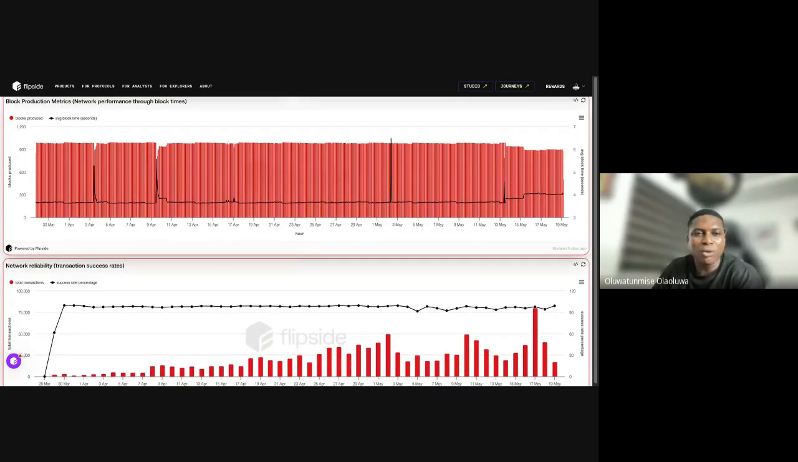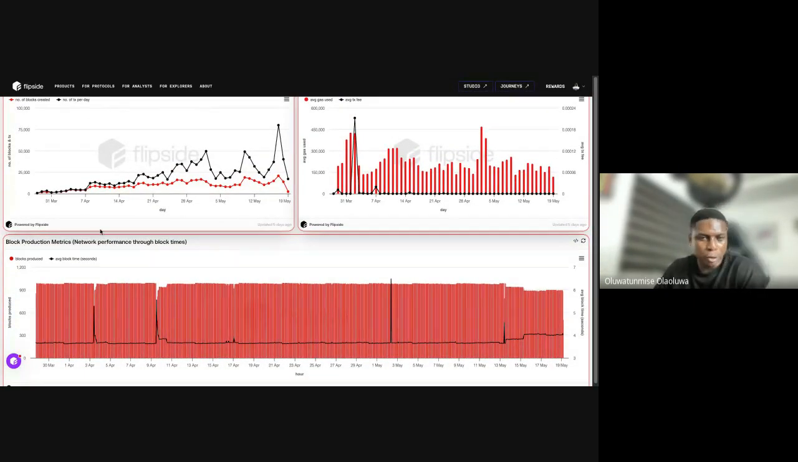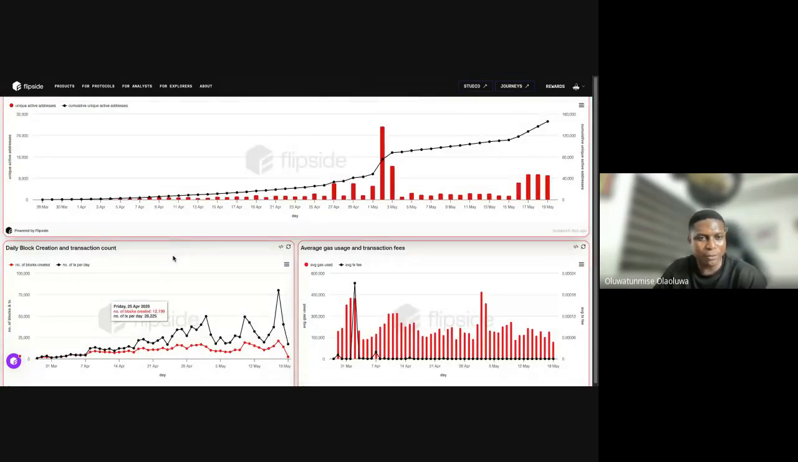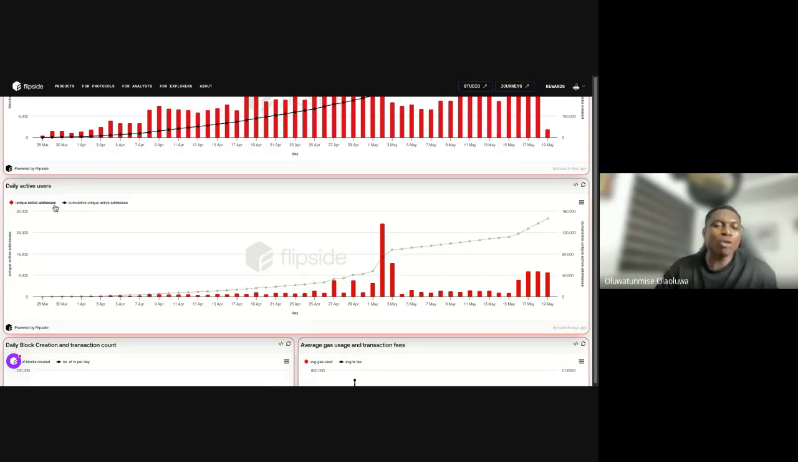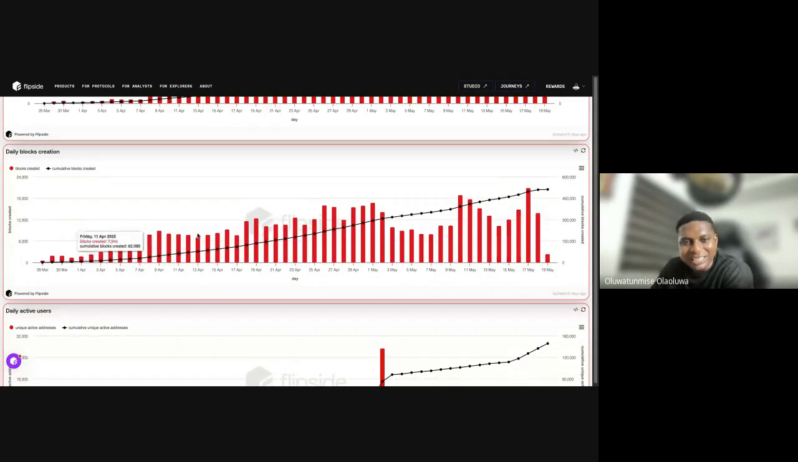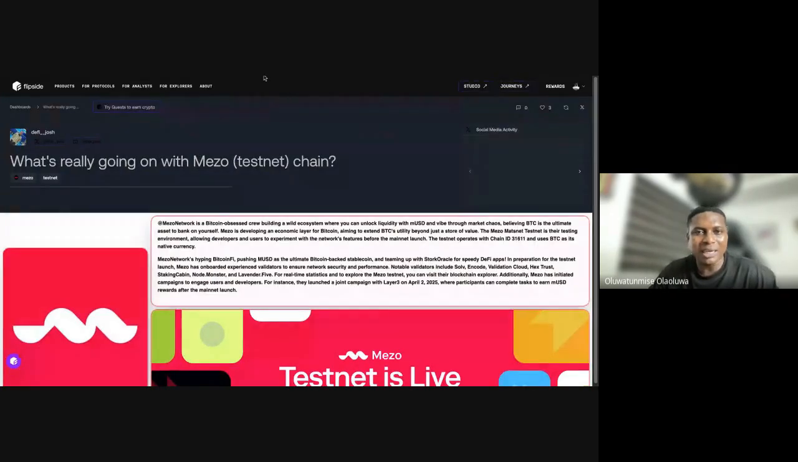Now, many of you will look at it and think that many of these things look alien. What is block production? What is network performance? What is daily active user? What is address? How do we even come about that? And these are the things that I will be showing you anytime soon as we go on. So this is one of our analysts' dashboards.